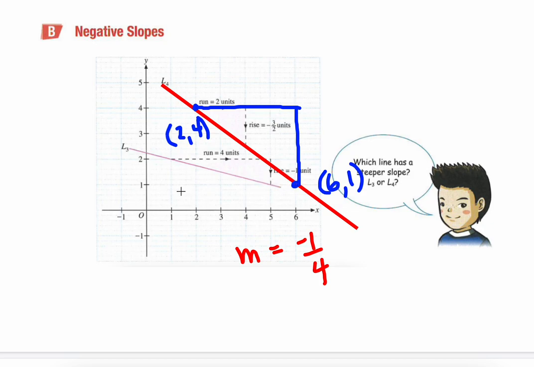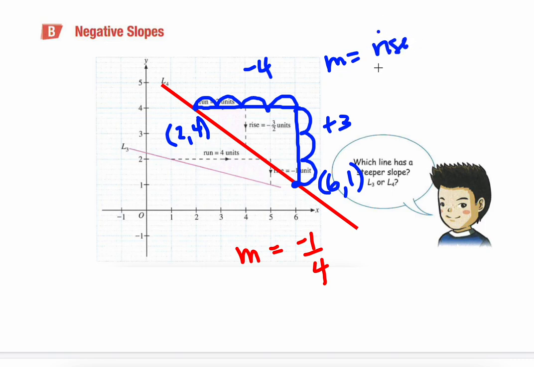All right, rise. I'm moving from 1 up to 4, rising 1, 2, 3, because 1 plus 3 will get to 4. Now I'm here, and I'm moving from 6 backwards to 2. So I'm subtracting 1, 2, 3, 4. Now you notice that there are negative numbers in these negative slopes. So this slope is rise over run. The rise was positive 3, the run was negative 4. So this line has a slope of negative 3/4, while the other one had negative 1/4.